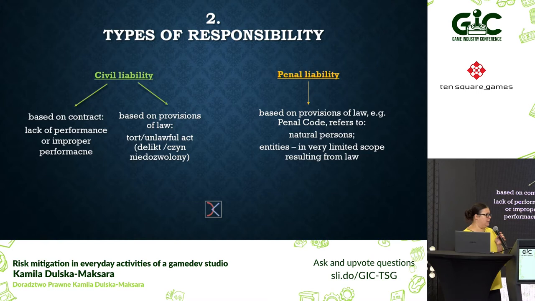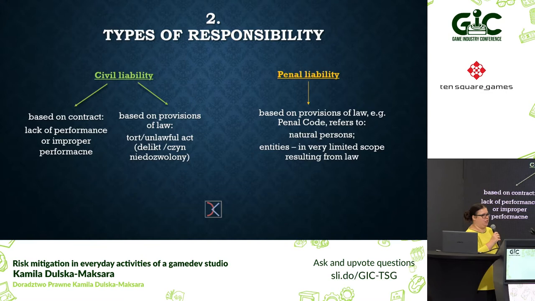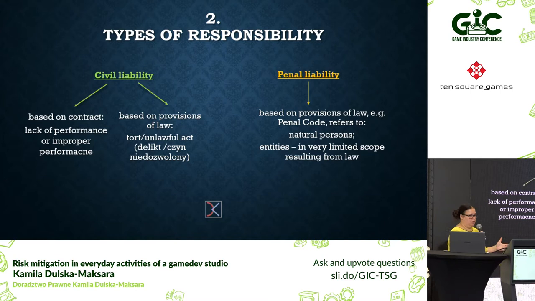The base for this is Article 471 of the Civil Code, very nice lecture, that says that the debtor is obliged to repair the damages resulting from non-performance or improper performance of an obligation, unless the non-performance or improper performance is a consequence of circumstances for which the debtor is not liable. So in plain language, if you are in a situation that you cannot foresee, we call it force majeure, acts of God, siła wyższa in Polish, then your responsibility from the contract may be either limited or there may be none.